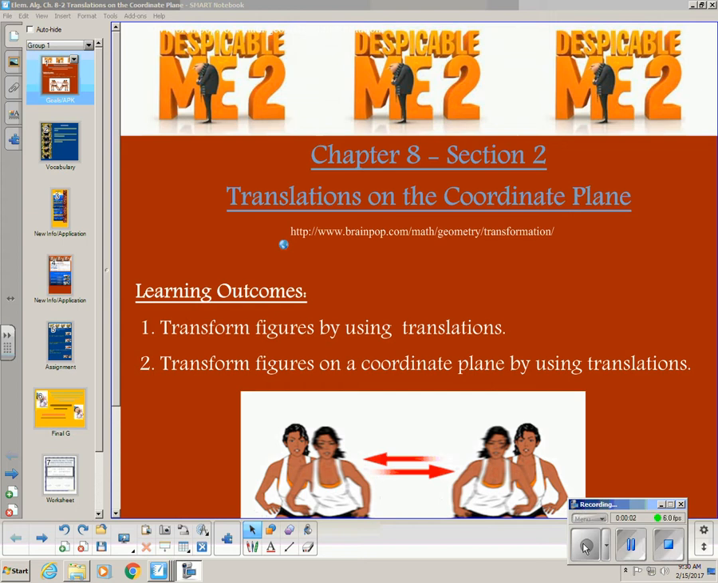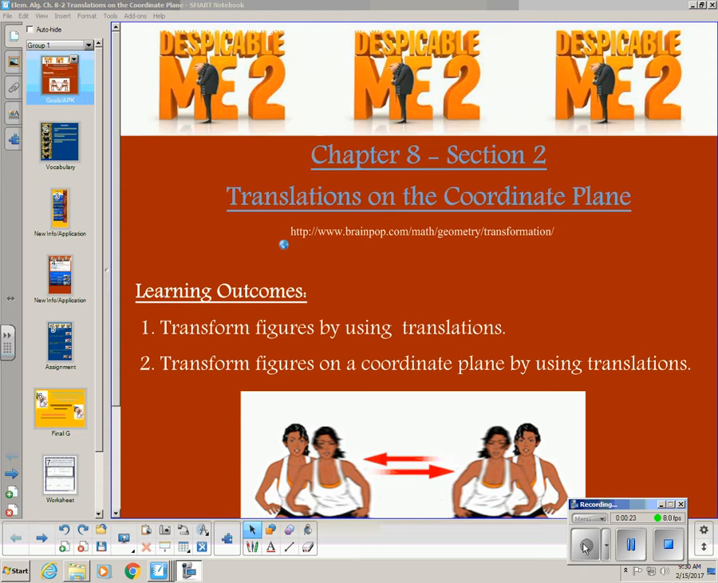Chapter 8, Section 2, Translations on the Coordinate Plane. We have concluded the Pythagorean theorem portion of the Chapter 8 boot camp. Now we're going to focus on the transformation portion of the Chapter 8 boot camp. And the first lesson in that section is translations on the coordinate plane. I purposely started with this lesson because I feel it's the easiest of the four.